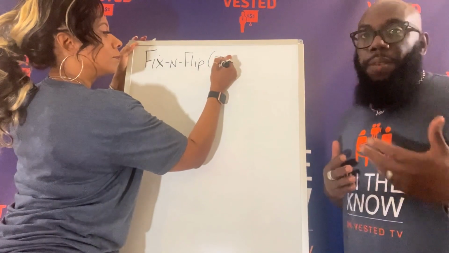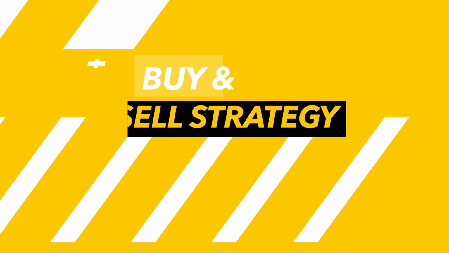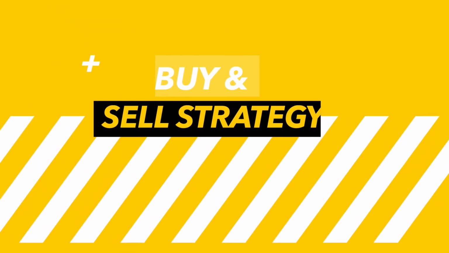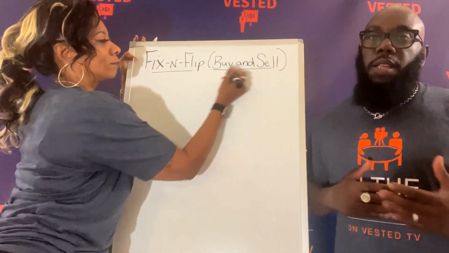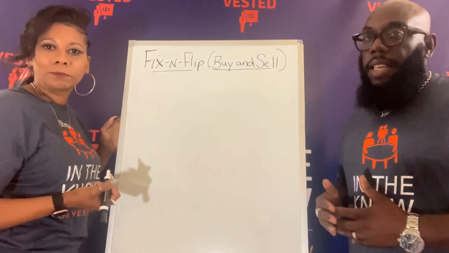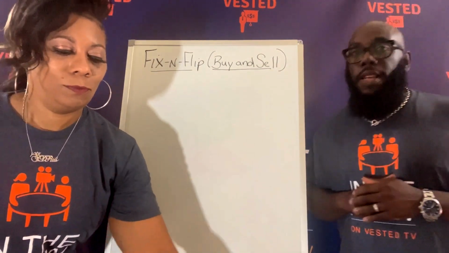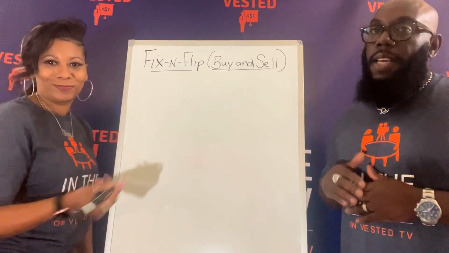Some people call it the fix and flip. Some investors don't like that term. It's simply a buy and sell strategy. You're going to buy the property at a certain price point, add value to that property, and then sell it later on down the line for a profit.